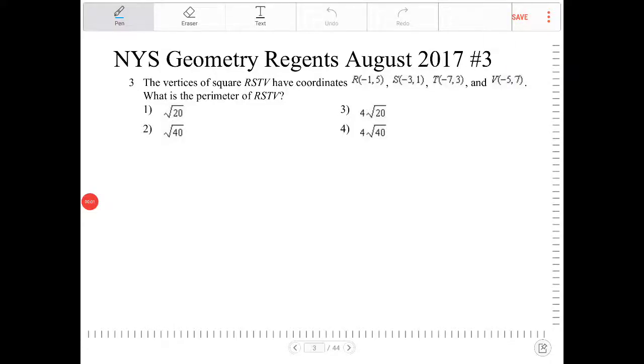The vertices of square RSTV have coordinates R(-1, 5), S(-3, 1), T(-7, 3), and V(-5, 7). What is the perimeter of RSTV?